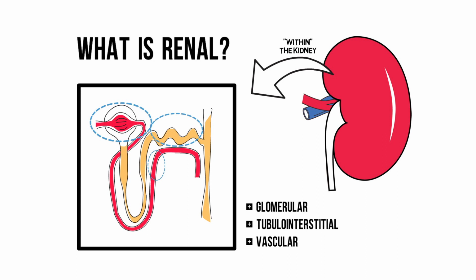Tubulointerstitial causes are the most common, and as they comprise only two subgroups, in my differential, I usually name them separately: acute tubular necrosis and tubulointerstitial nephritis. So when going through renal causes in my differential, I go through glomerular, ATN, TIN, and vascular causes.